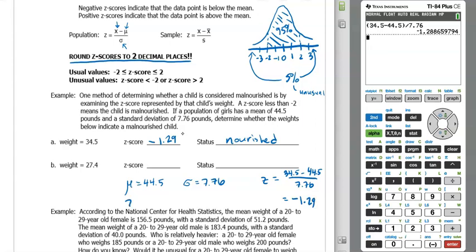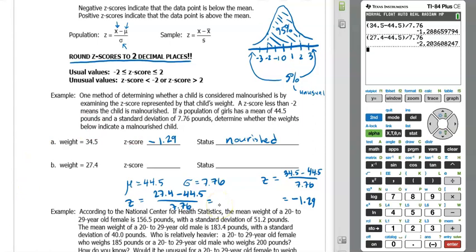Now we're going to do it for the other weight. So we're going to actually find the difference between 27.4 and 44.5. And dividing it by 7.76, we will end up with a z-score of negative 2.20. And since this z-score of negative 2.20 is less than negative 2, this child would be considered malnourished.